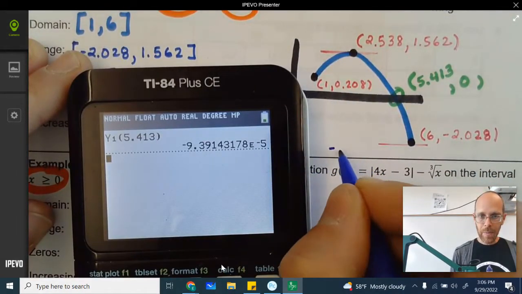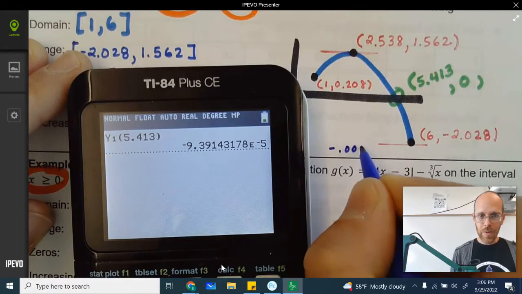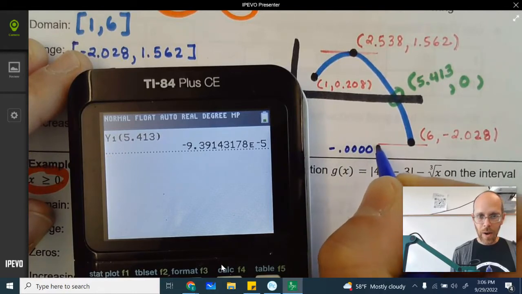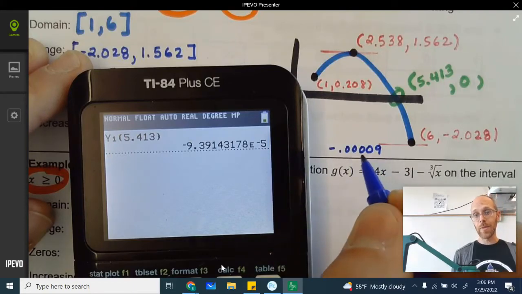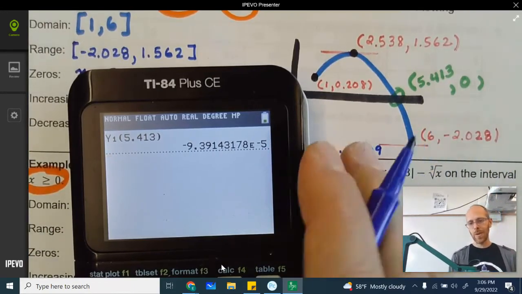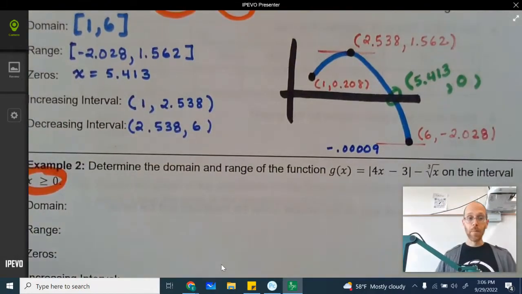negative 0.00009. Right, that's what the negative 5 is meaning. Like move the decimal place over 5 spots. So that's practically 0. Okay, moving along to number 2.